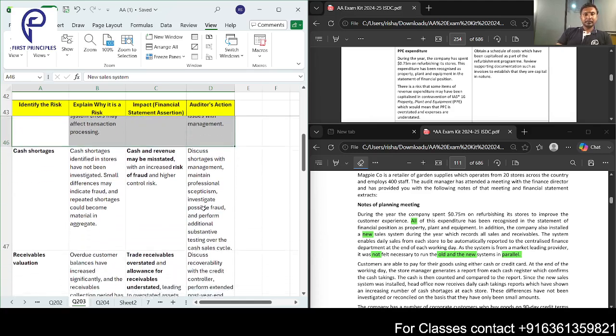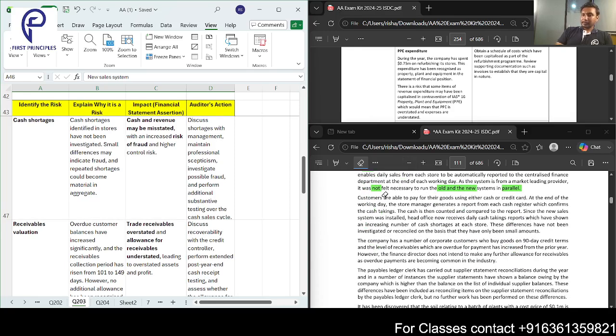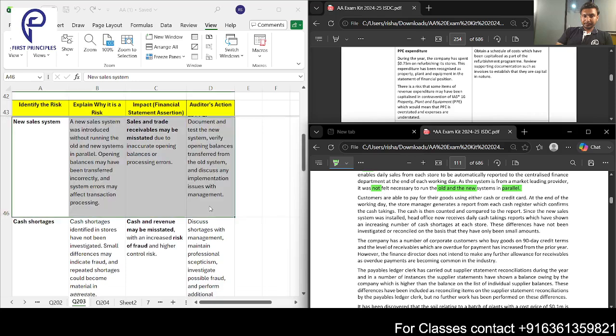Management. Perfect. That is about this. Moving on to the next one here. Custom. It's a system that helps you to keep track of your sales. For example, Amazon will have a sales system.